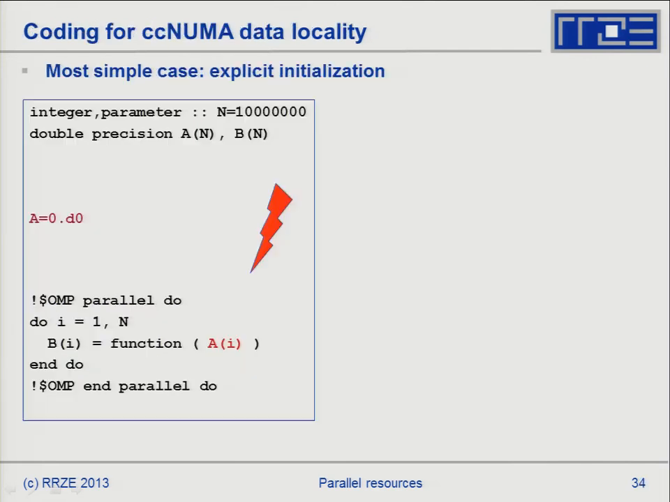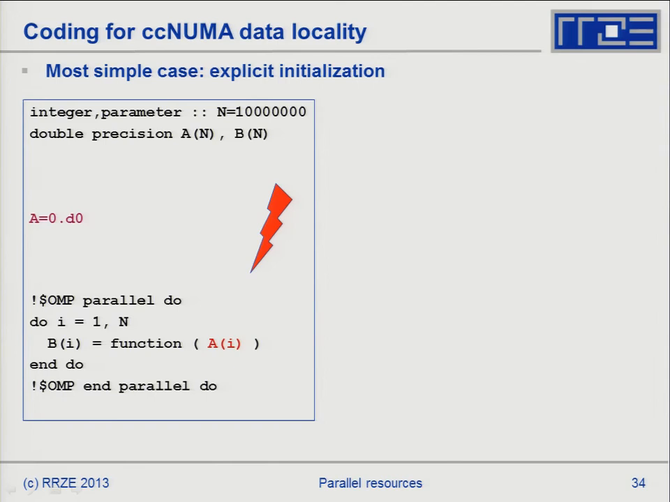Now what consequences does this have? Here's a simple code in Fortran. We have two large arrays, A and B. And we initialize A with zeros using this nice Fortran array syntax. A equals zero initializes all the elements with zero. And of course, this is a sequential thing. There's nothing you can do to parallelize this out of the box.